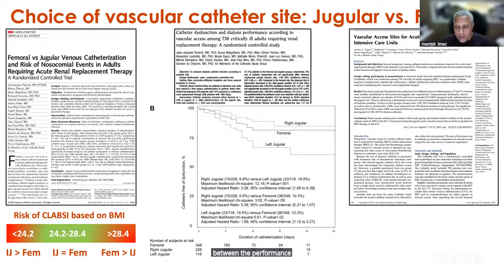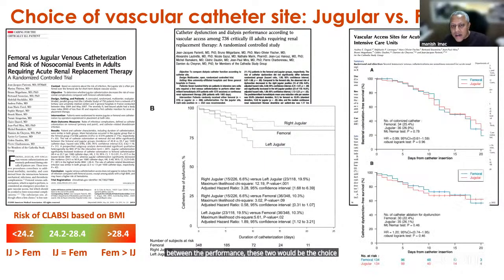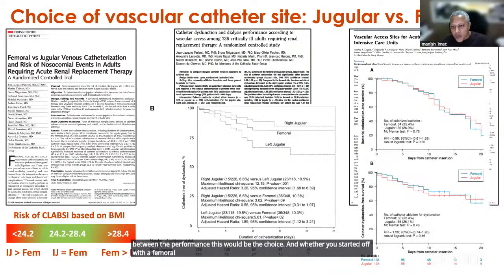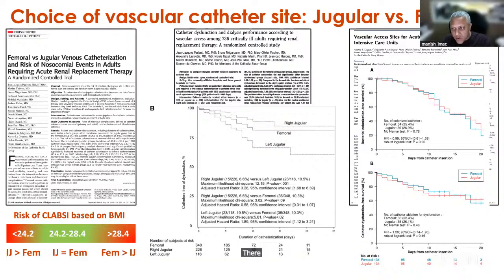And whether you started off with a femoral and then a jugular, or you started a jugular and then changed to a femoral, and whether you looked at both the risk of colonization or infection or the risk of catheter dysfunction, there was no significant difference between femoral and jugular.